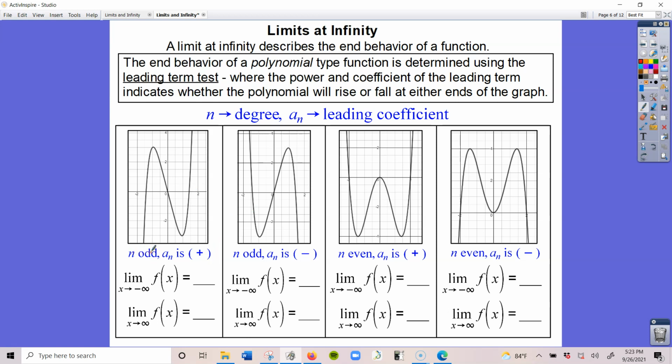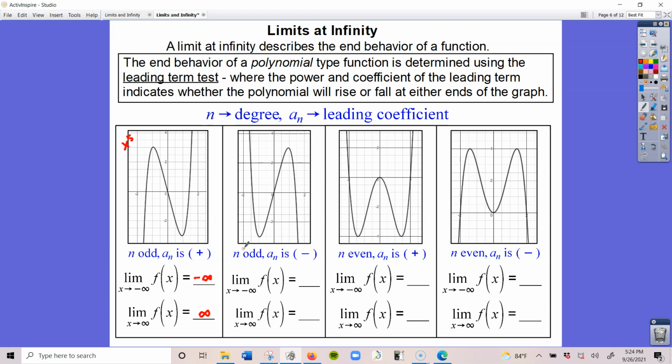Here, if n is odd, meaning your degree is an odd number, let's just say x to the 5th is my leading term. Then the sign tells me the right side, which is considered to be positive. So you see how the right side is going up. And since the exponent is an odd number, the left side is going to go in the opposite direction, so down. So the limit as x approaches negative infinity, which is the left side, would be negative infinity. And the limit as x approaches positive infinity, it's going up, so positive infinity.